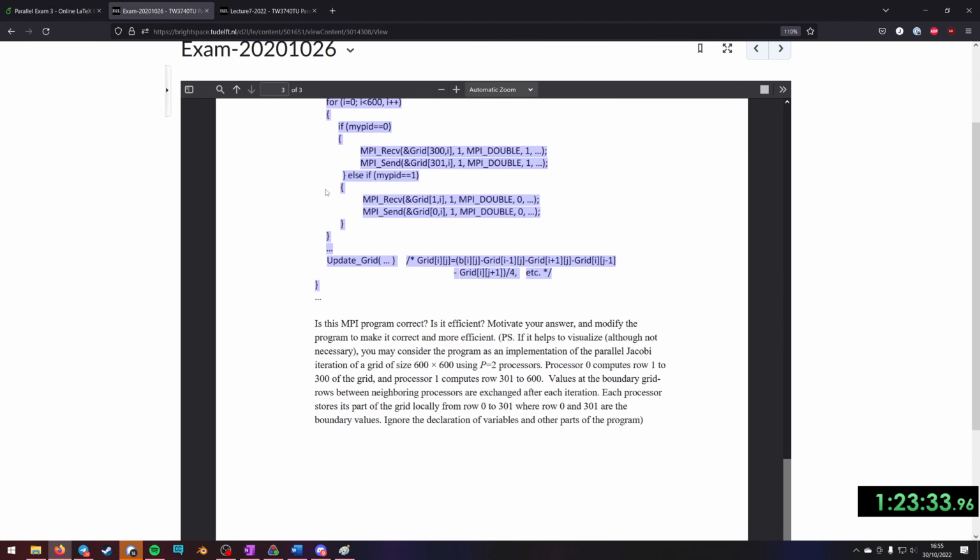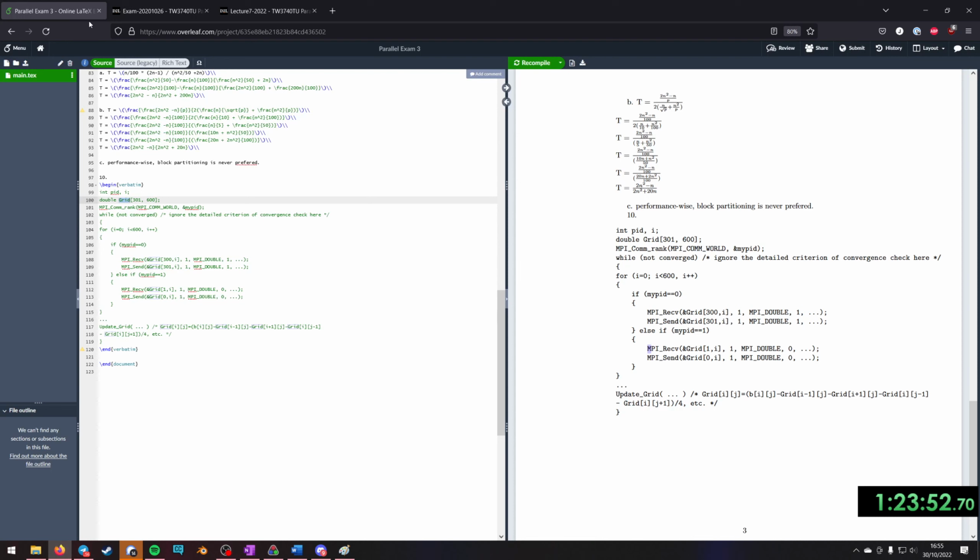Let's see what the question is, by the way. Is the program correct? Efficient? Modify the program to be correct and more efficient. The processors compute rows 1 to 300, and values at the boundaries are exchanged after each iteration. Each processor starts computing locally. Okay, so is it asking just to fix the deadlock?